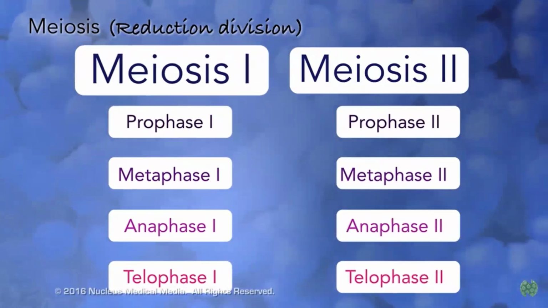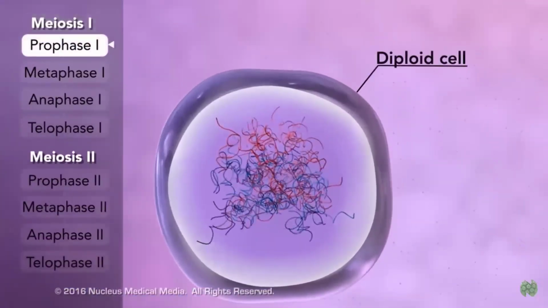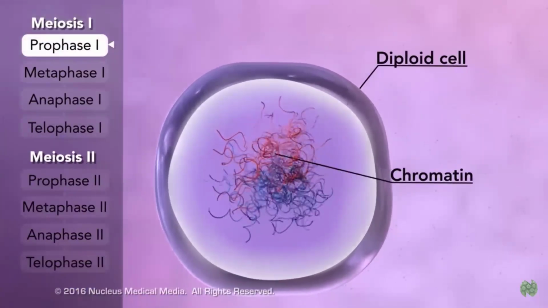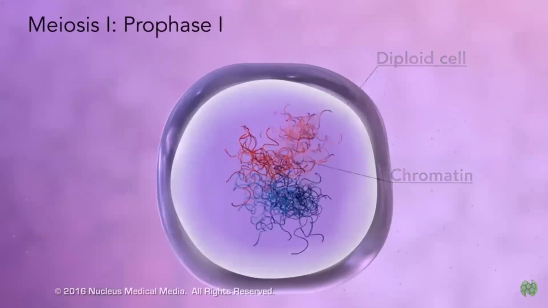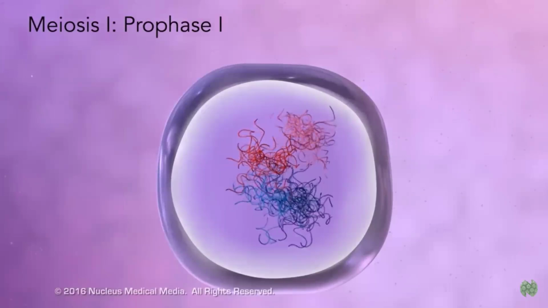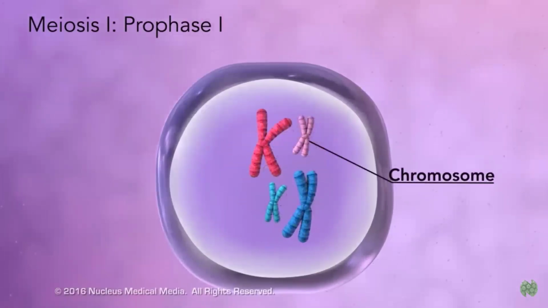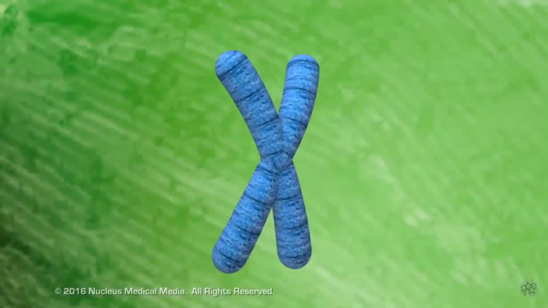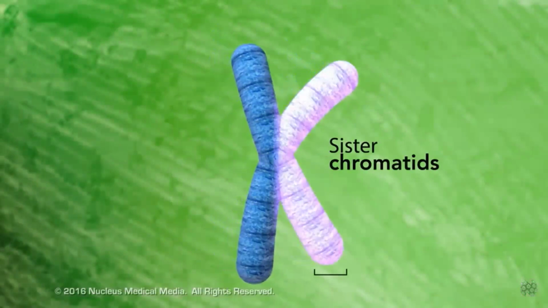Let's look at what happens during meiosis 1. Prophase 1 starts with a diploid cell. Its chromatin contains 2 uncoiled, spread out sets of chromosomes, 1 from each parent. After the DNA in the chromatin replicates, it condenses into the more familiar X-shaped chromosomes. The replicated DNA is the same in the identical sister chromatids of each chromosome.